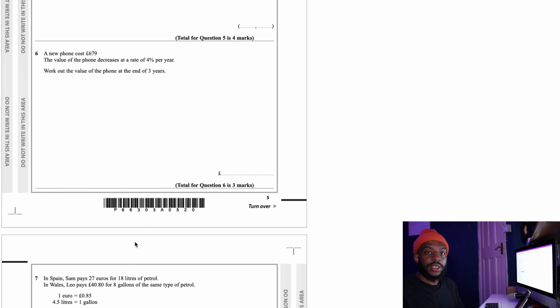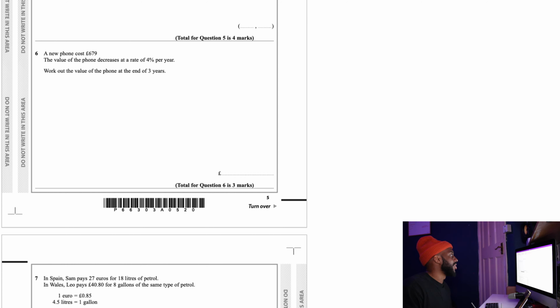And that's the answer. Okay, so in this question, we're going to be looking at percentages. A new phone costs $679. The value of the phone decreases at a rate of 4% per year. Work out the value of the phone at the end of 3 years. So in this question, we're going to use multipliers.